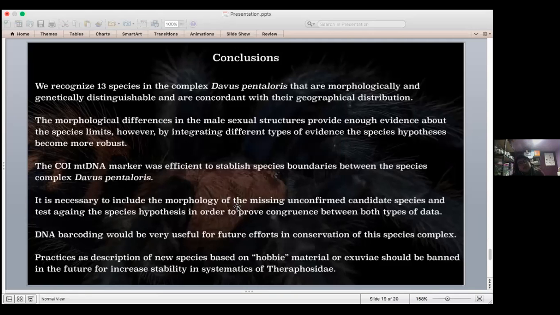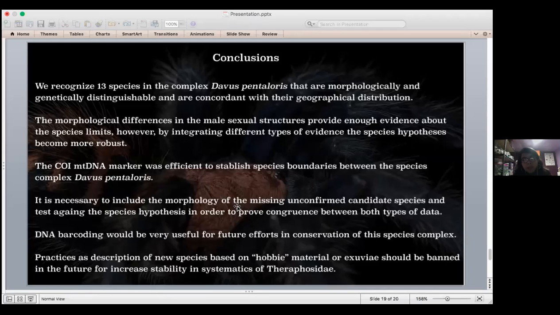So for conclusions, we recognize 13 species in the complex Davus pentaloris that are morphologically and genetically distinguishable and are concurrent with the geographical distribution. The morphological differences in the male sexual structures provide enough evidence about the species limits. However, by integrating different types of evidence, the species hypothesis becomes more robust. And well, the core marker was efficient to establish species boundaries in the species complex of Davus pentaloris.